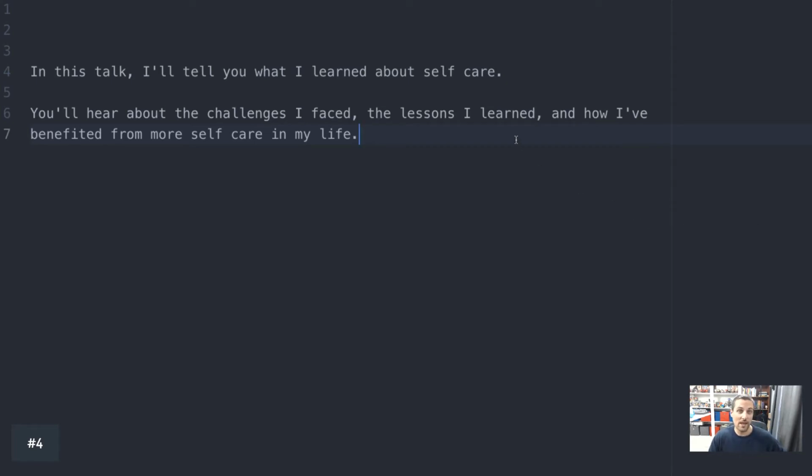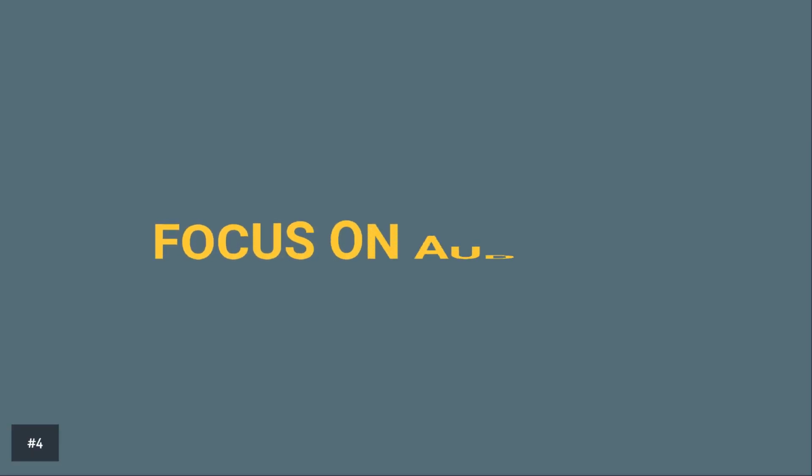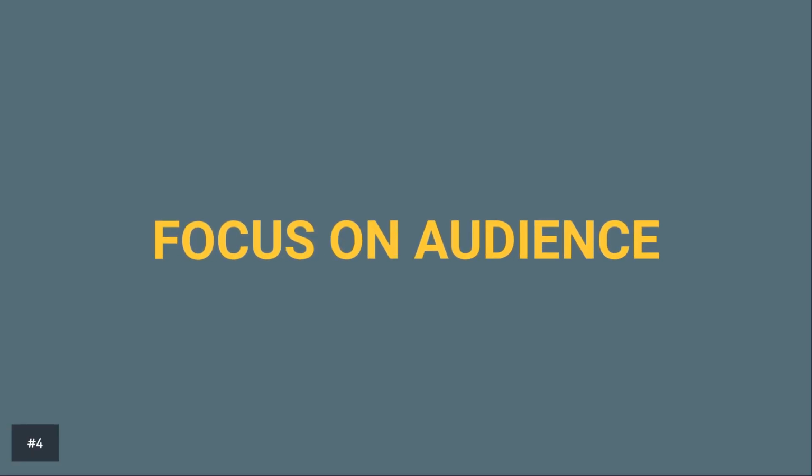So here is the example we were just looking at. And you might notice that this is using a lot of I language. In this talk, I'll tell you what I learned about self-care. You'll hear about the challenges I face, the lessons I learned, and how I've benefited from more self-care in my life. So this is telling the audience the general idea of the talk. It's very focused on you as the writer or the presenter. So a better way to go about this would be to turn it around and focus on what the reader and the audience might take away from this.